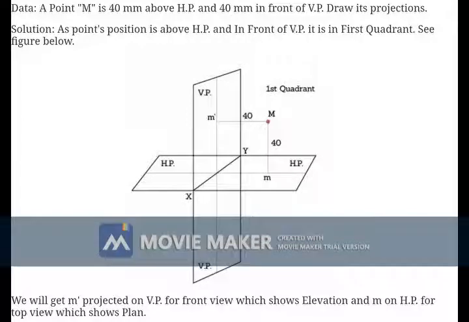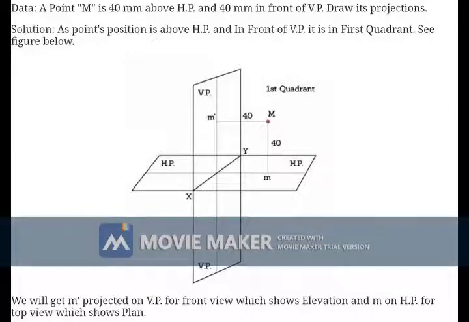Now let us consider this example. The point M lies 40 mm above HP and 40 mm in front of VP. You are going to project the front view above the XY, and once you rotate it, you are going to project the top view below the XY.